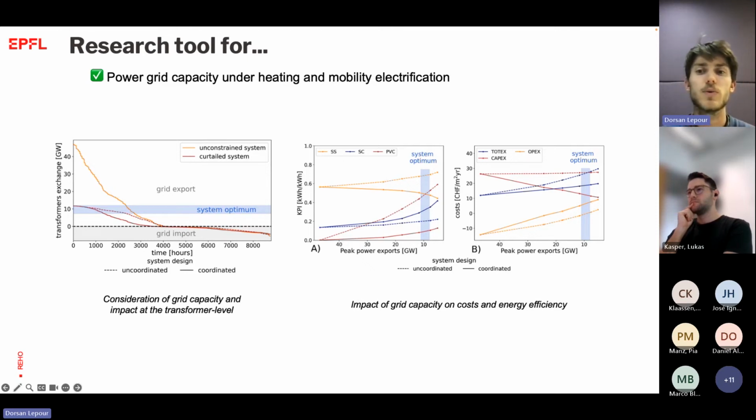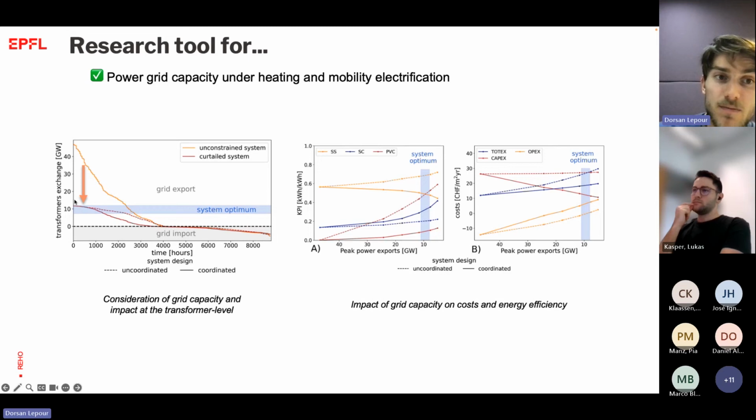And coordinated is when we adopt the transformer perspective and we have this master problem, sending some district level prices to the different buildings so that they know the decision of their neighbors. So what we can see here is all the energy that cannot be exported when we take into account the transformer capacity.